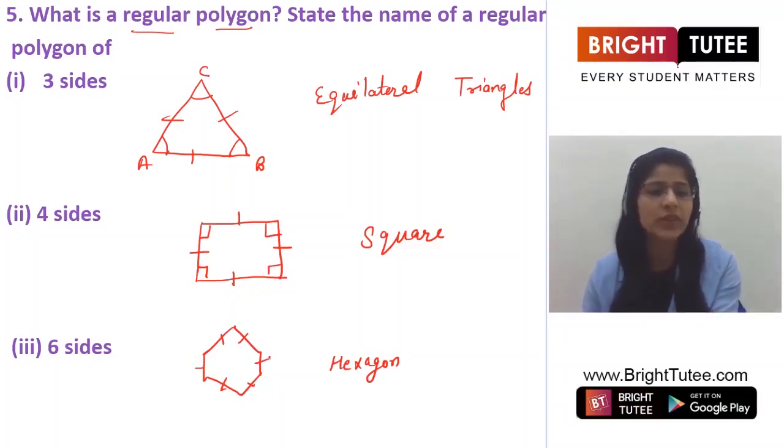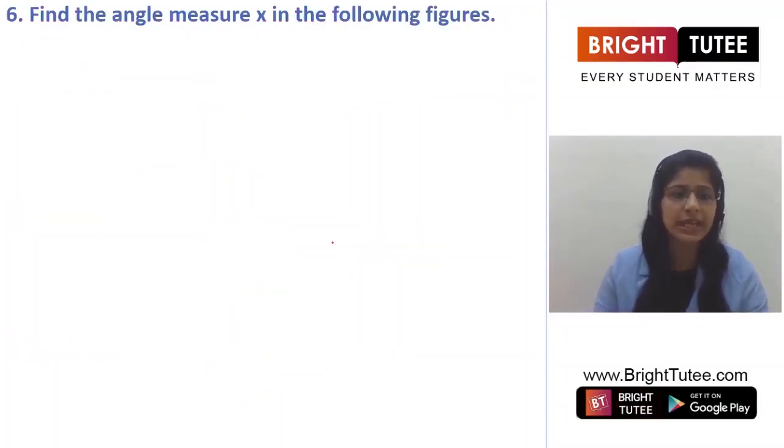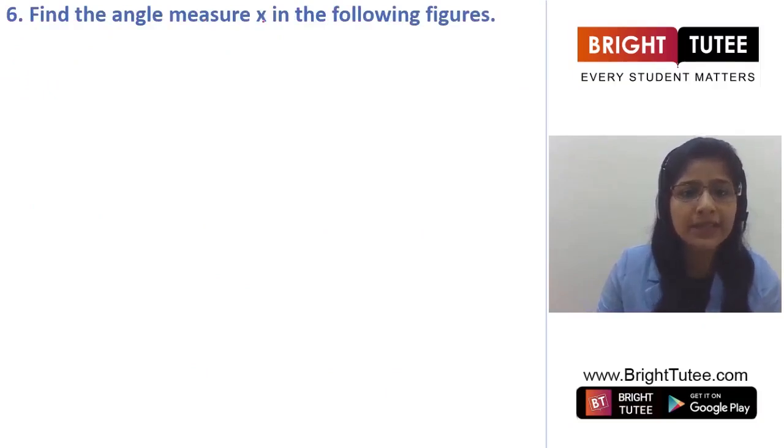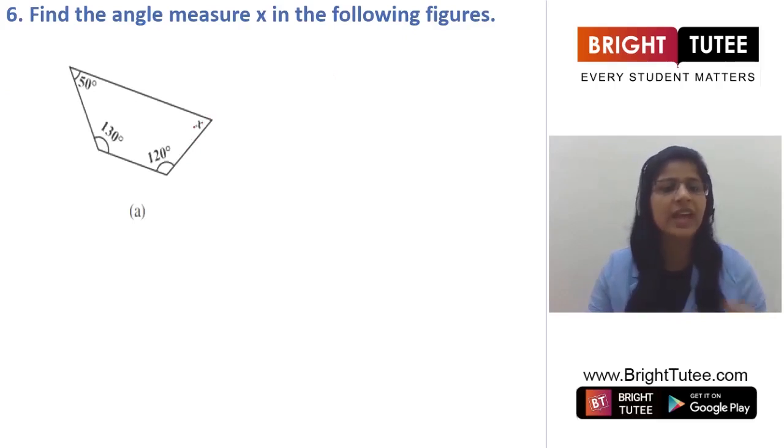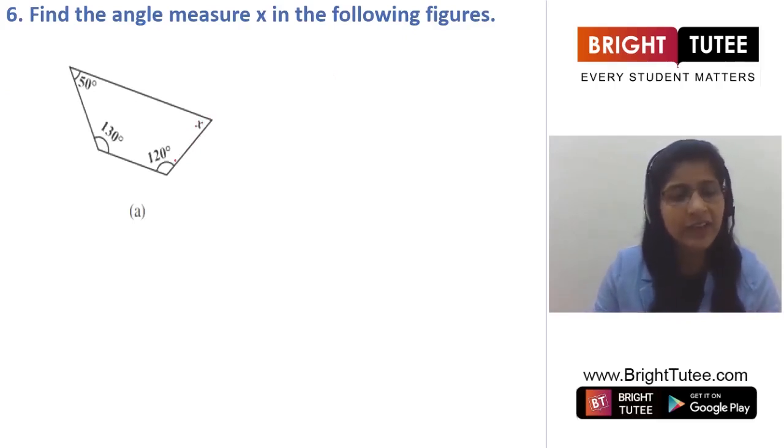Let us go to the next question. The next question says, find the angle measure x in the following figures. The first figure is this. Here we have to find the angle x. As we have already discussed, the sum of these 4 angles will be 360 degrees, so we can easily find the measurement of this angle.